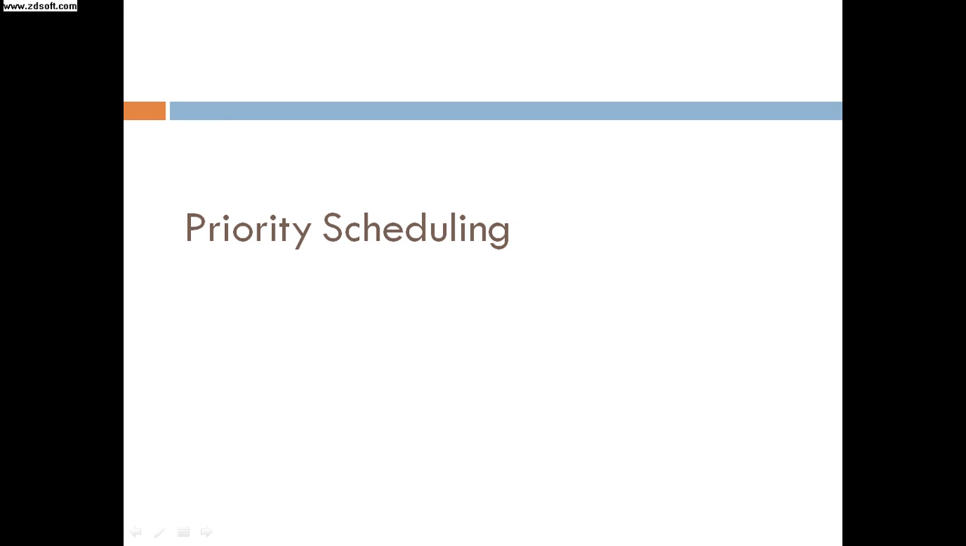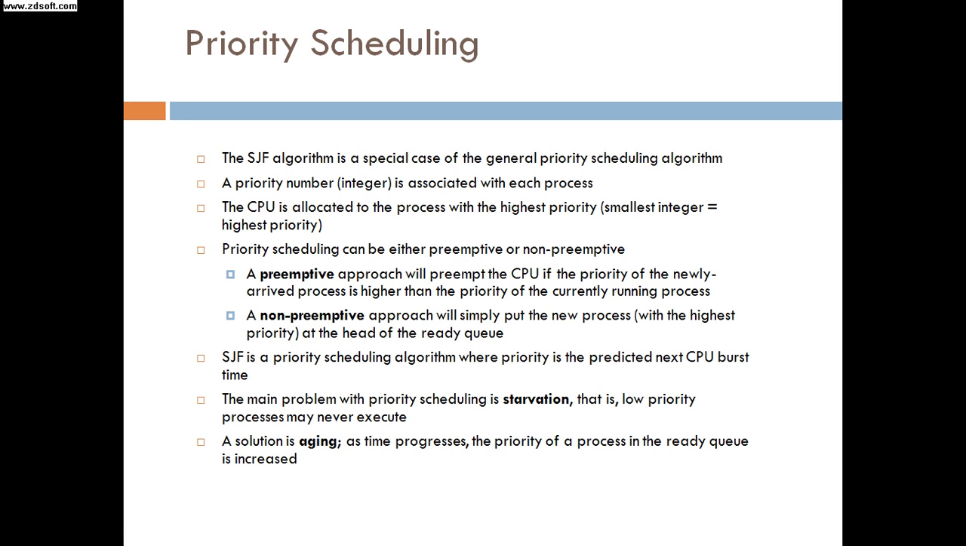Next is priority scheduling. It is a special case of the SJF algorithm. Here, we assign a priority number to each and every process. The smallest integer is treated as the highest priority. Again, priority scheduling can be preemptive or non-preemptive in nature.